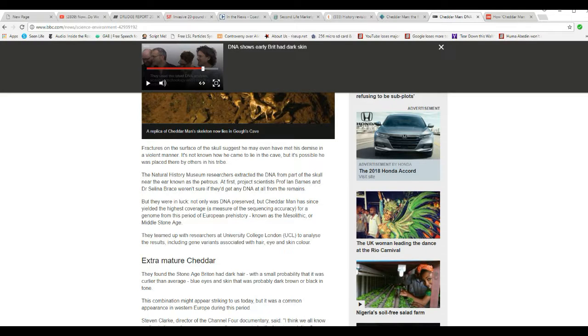They were in luck. Not only was DNA preserved, but Cheddar Cheese Man has since yielded the highest coverage, a measure of sequencing accuracy, for a genome in this period of European history. It's not European history, you idiots. It was Mesolithic, or Middle Stone Age. They teamed up with researchers at University College London to analyze the results, including gene variants associated with hair, eye, and skin color.